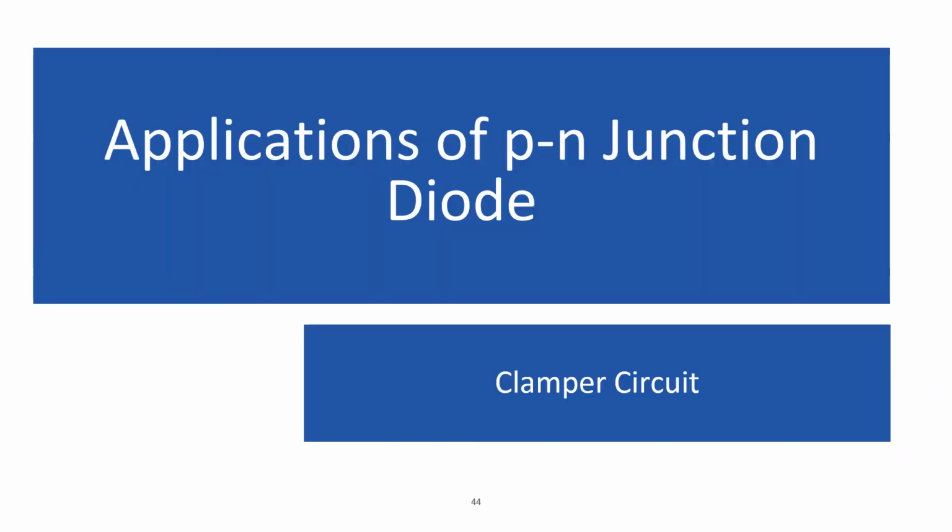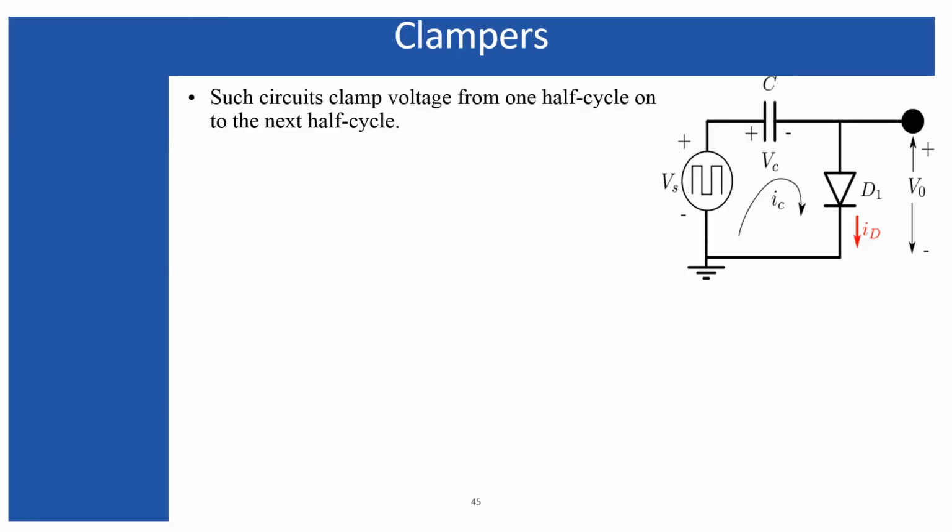Another interesting application of the diode is the clamper circuit. What is a clamper circuit? From the name clamper, it means it just clamps the voltages. So basically a clamper circuit clamps the voltages from one half cycle upon the voltages on the other half cycle. And basically the clamper operation means, as you will see at the end of this lecture, nothing but shifting the entire signal of the input voltage. Let's see.